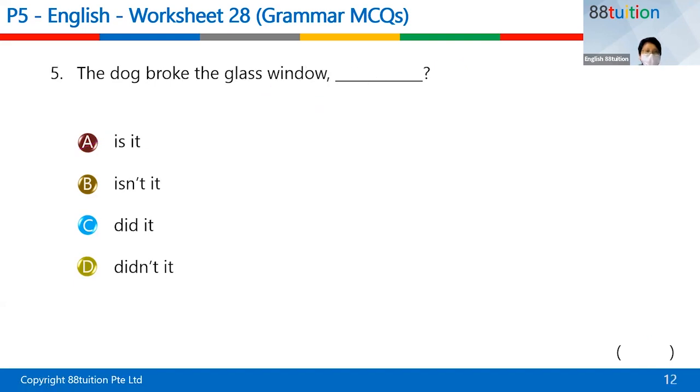Anyway, let's move on. Number 5, last one. You're doing very well, it seems. Yes, you're right. So basically, essentially, before we end, one positive and one negative, or one negative and one positive. Be careful of what you choose. When do you use did? The dog broke the glass window. So which one is it?